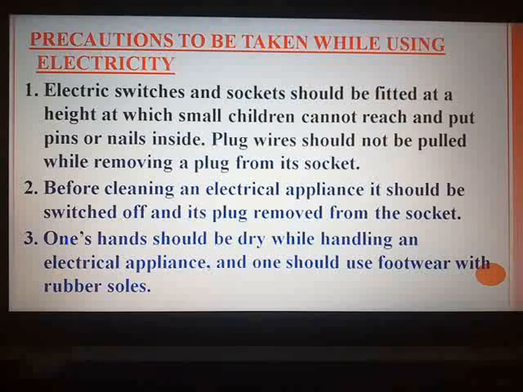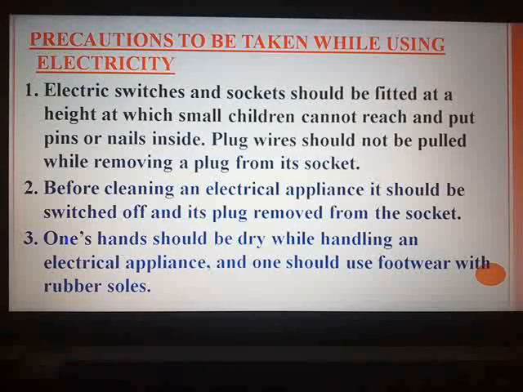source of current. So these are the different precautions which you have to take while handling electricity. If you take proper precautions, if you take proper care, then your family will be saved from the different accidents which are caused due to the misuse of electricity. On this page, we have discussed the precautions.